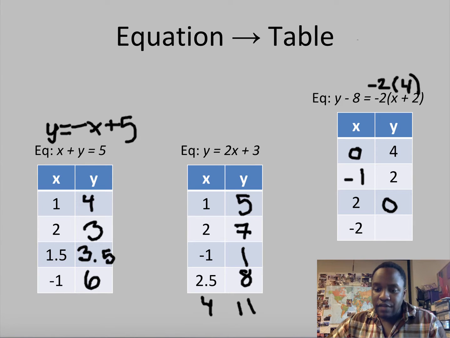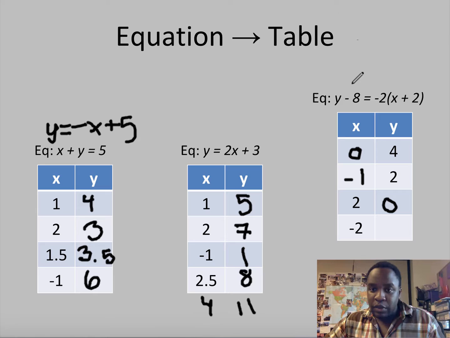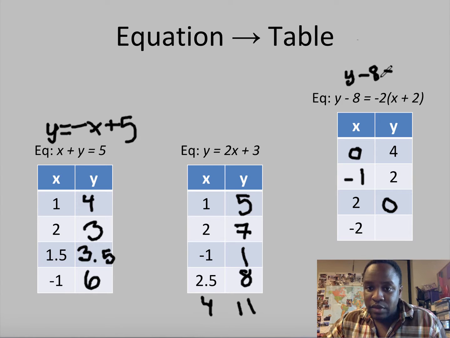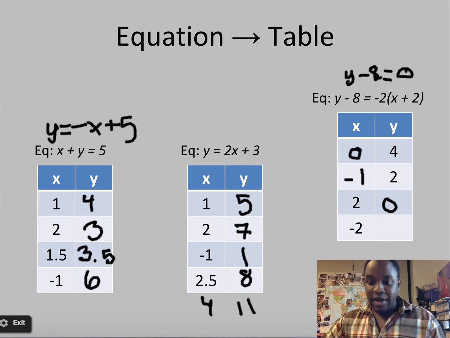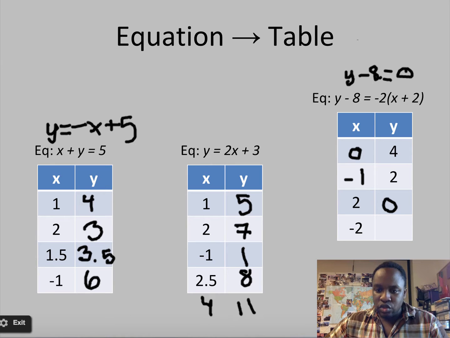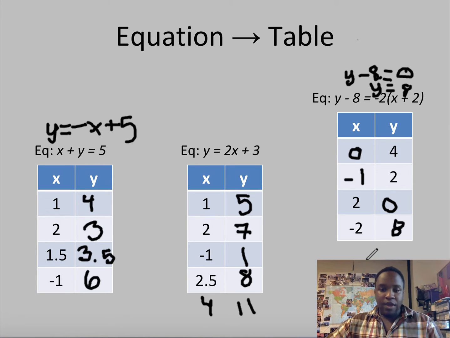Lastly, negative 2. So negative 2 times negative 2 plus 2. So negative 2 plus 2 is 0. So negative 2 times 0 is 0. So we have y minus 8 is equal to 0. Yay. This happens. Just got to roll with the flow. It's not liking me. There we go. And so we can just add 8 to both sides, and we get y is equal to 8. All right. And there we have 4 points that go on this equation.